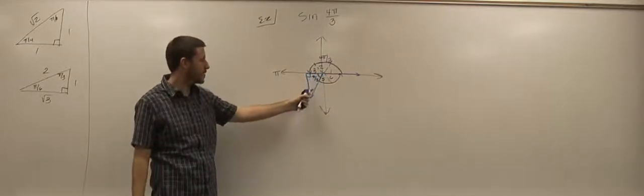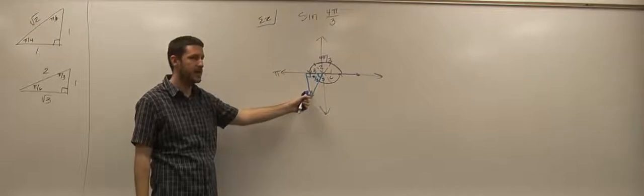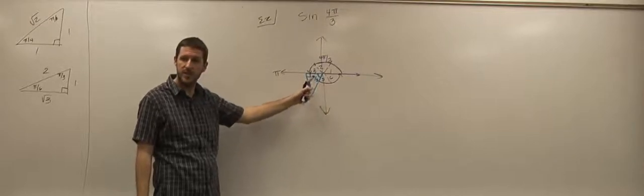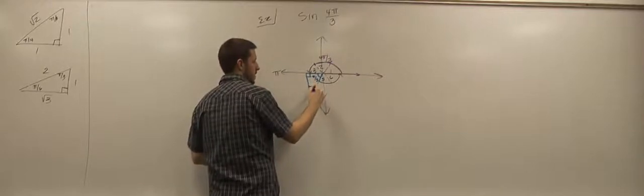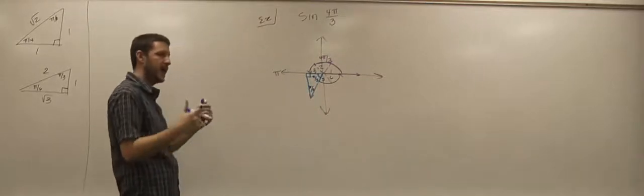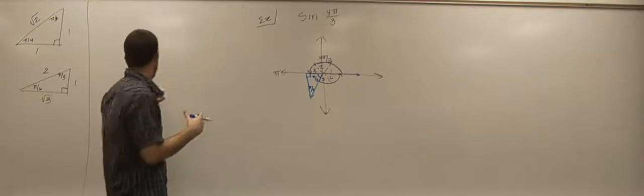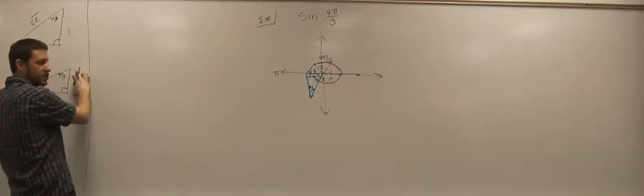If this guy's pi over 3, what's this? Not that it really matters, but what's this guy down here? Pi over 6. This is a 30, 60, 90 triangle. So what I'm going to have to do to evaluate sine of 4 pi over 3 is somehow make reference to this triangle over here.